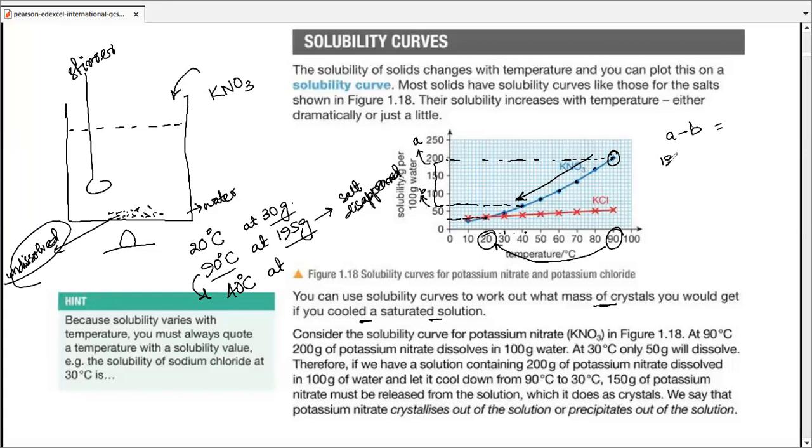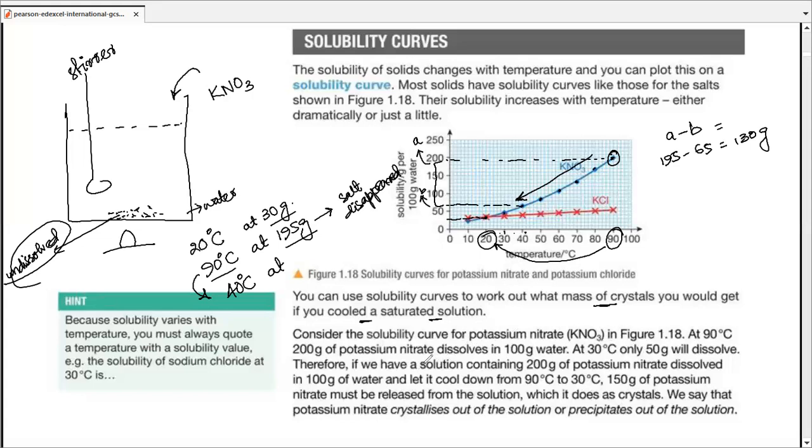Let's assume that A was 195. Let's assume that B is 65. You would instantly know how much of it would be settling down at the bottom. Make sense? Yes. So this is what solubility curves are all about.